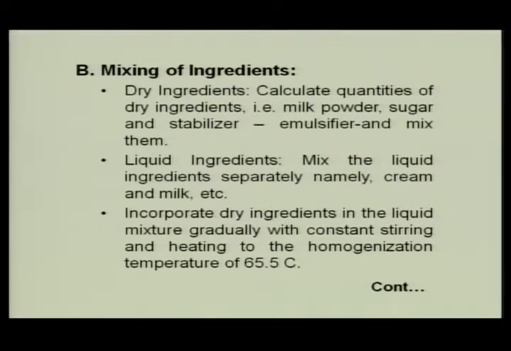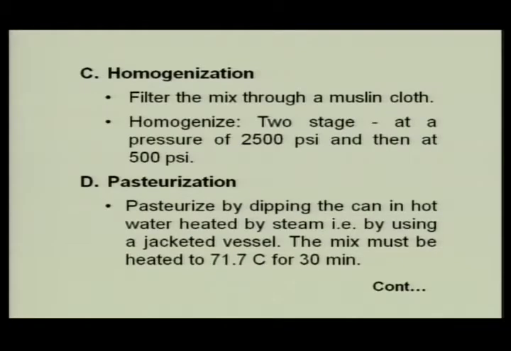You increase the temperature. The next is homogenization, but before homogenization, filter the mix through a muslin cloth and then go for homogenization. That is a two-stage process. In the first stage, the pressure will be around 2500 and in the second stage 500. Then to make the product safe, we go for pasteurization, and normally it can be done by dipping in a hot water bath, either by using steam or a jacketed vessel.